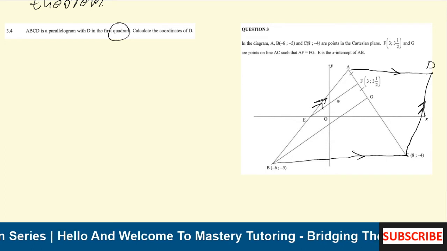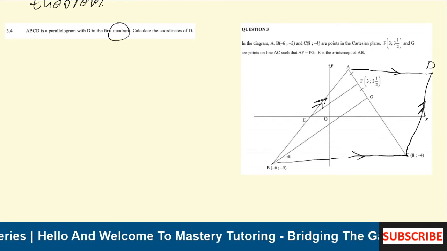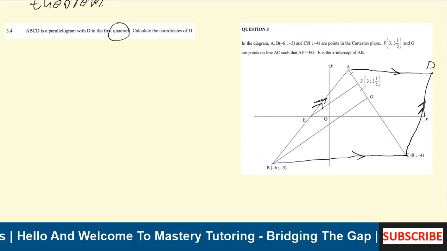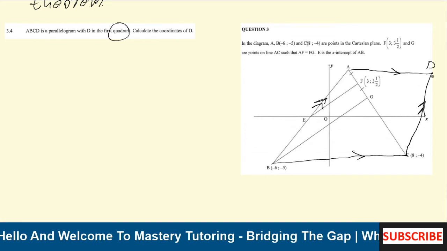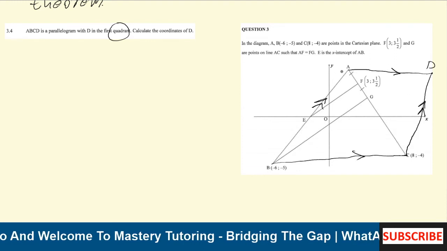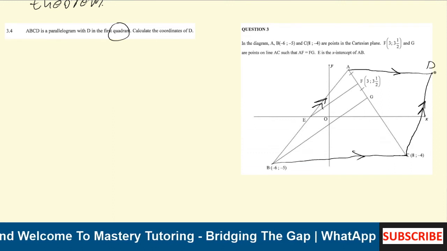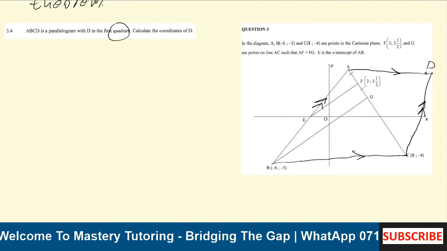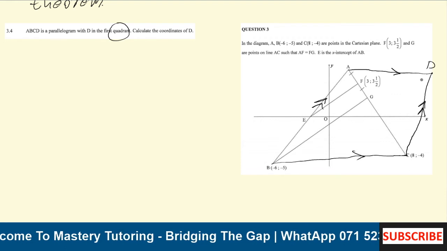So what we're going to do here, we're going to find the slope of BC. The slope of BC should be the same as the slope of AD, and then we're also going to find the slope of AB, which should be the same as the slope of DC. After doing that, we're going to find the equations of this line and that line. And at the point where they intersect, the two equations are equal. Therefore, we're going to solve simultaneous equations to find the coordinates of D.